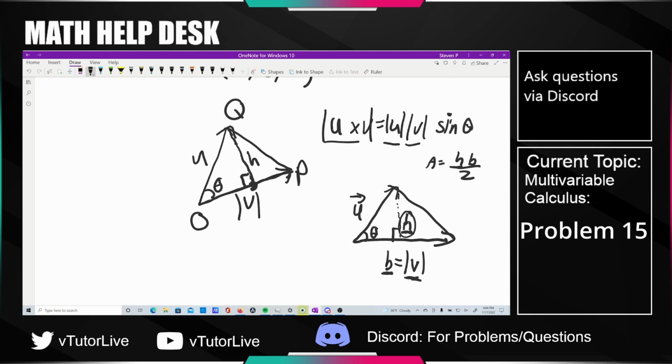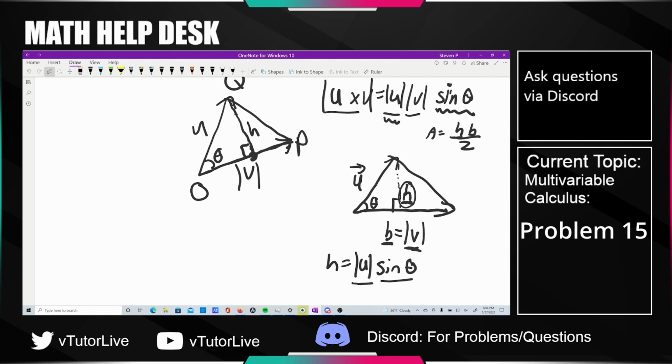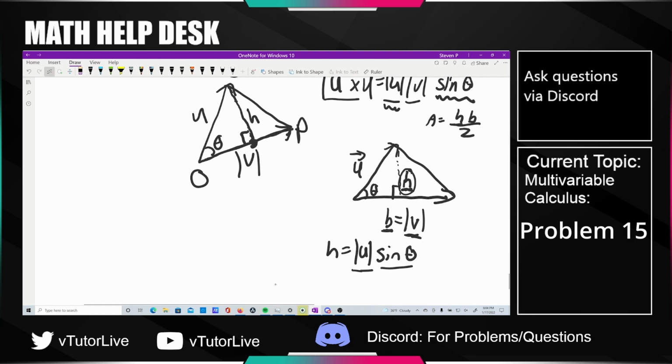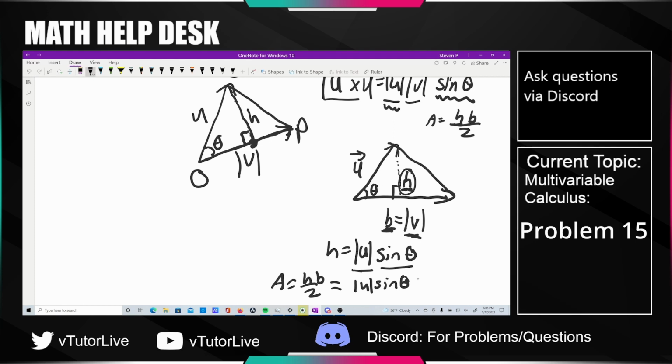H is related to U and theta by what? H is just equal to the magnitude of U times sine theta, right? So, oh, look at this. This is starting to look a lot like what we have over here, isn't it? Yeah, it does. Okay, so that's our vector for V. Yeah, exactly. So area is equal to H times B over 2, right? And H is just U sine theta. And B, we said B is just the magnitude of V.